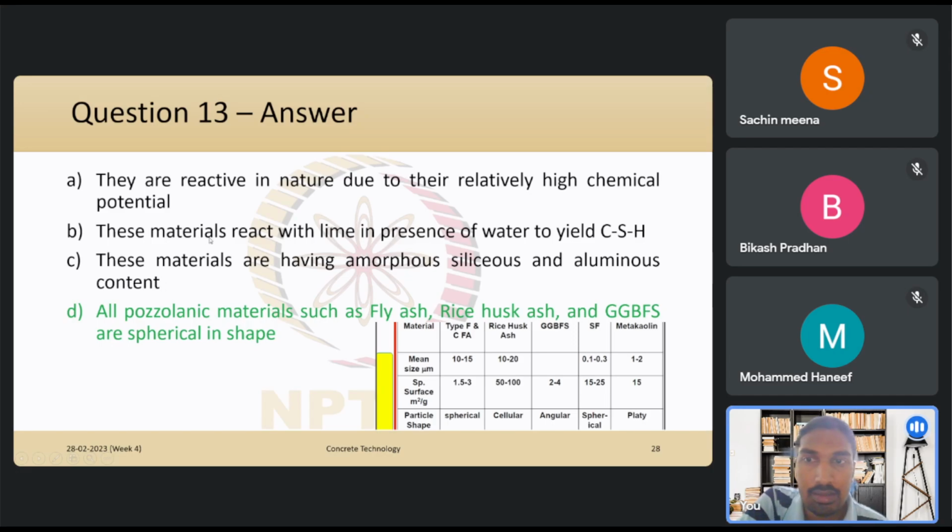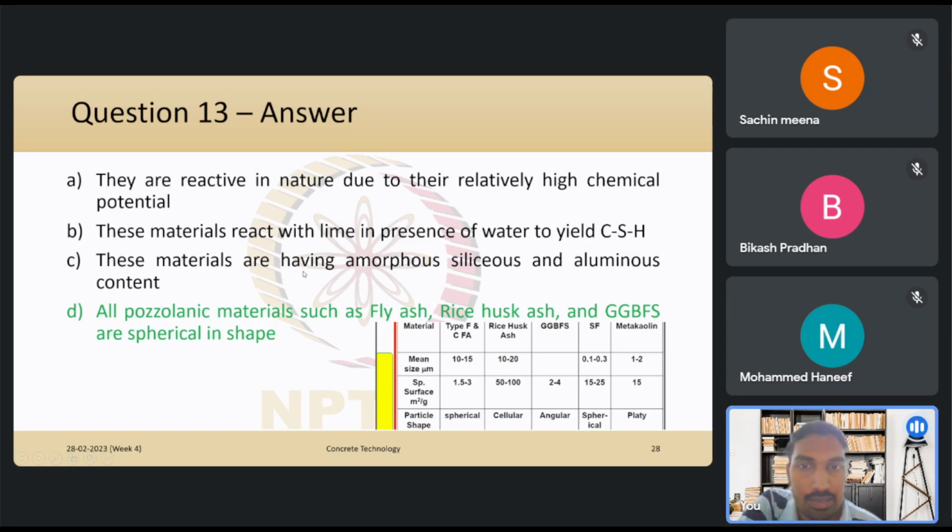Option B is these materials react with lime in the presence of water to yield CSH. Again, that is true. We already saw that all these admixtures contain reactive silica, right? And when they come into contact with lime, calcium hydroxide, they start producing the CSH gel, right? This is common in all the admixtures, and this is what gives rise to the contribution of these admixtures to the strength of concrete, right? So that is also common.